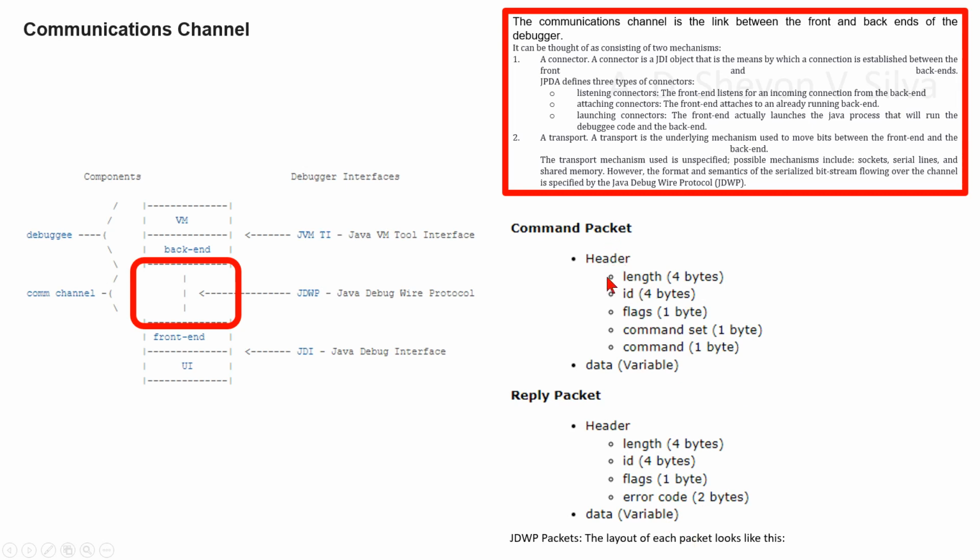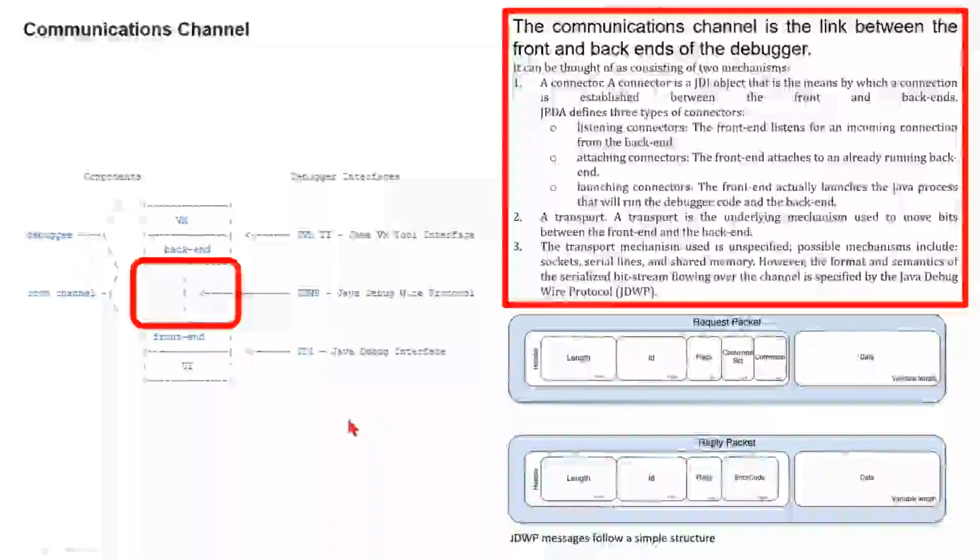Here you can see the command packet: header length 4 bytes, ID 4 bytes, flags 1 byte, command set 1 byte, command 1 byte, and then data, which is variable. Here the reply packet: header length 4 bytes, ID 4 bytes, flags 1 byte, error code 2 bytes, and then data is variable. We are focusing on the communications channel.